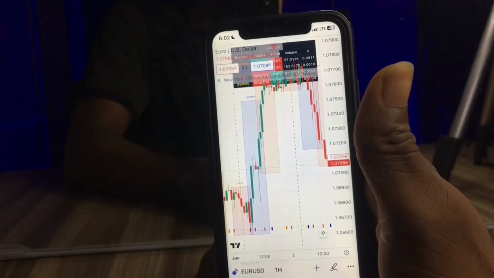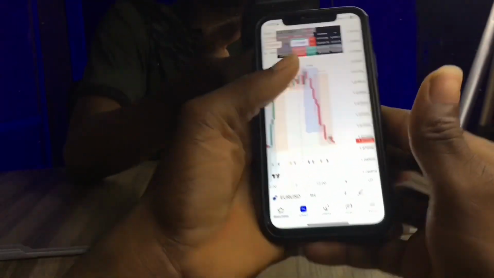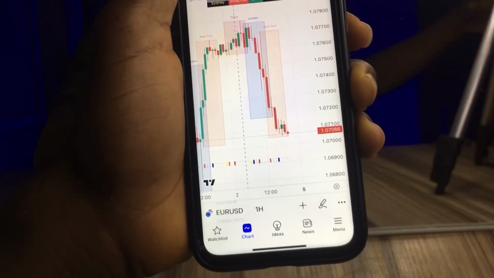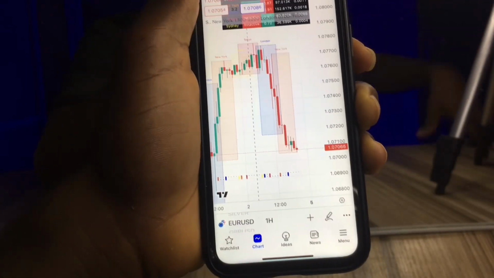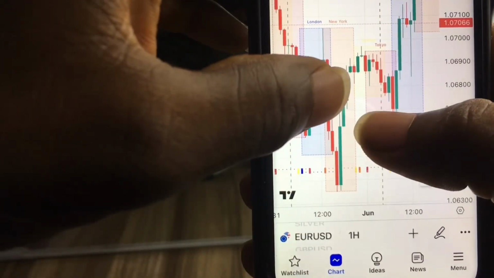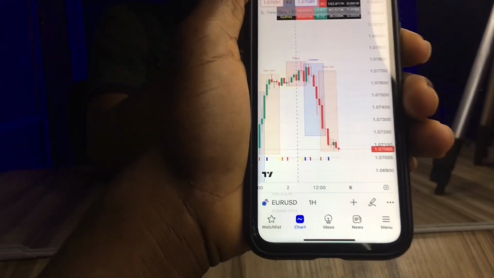Now let's use another pair, which is Euro USD. Euro correlates with the London session because the UK is in Europe. Let's look at what happens in Euro USD. In the London session, you can see the movement. New York session, you can see the movement. Sydney and Tokyo session, basically little. So basically you don't need to trade every time.